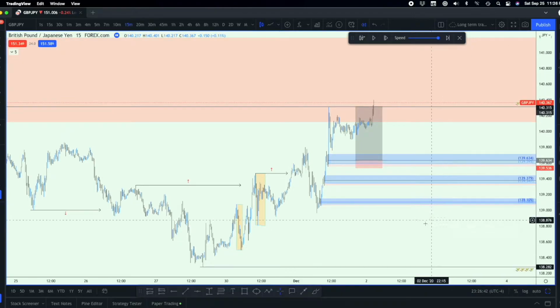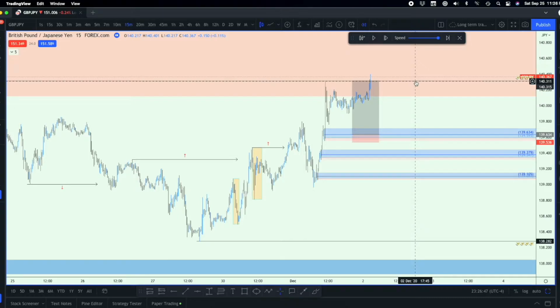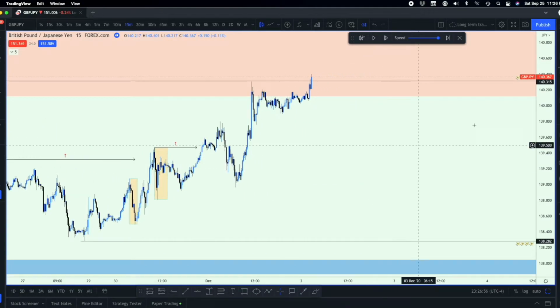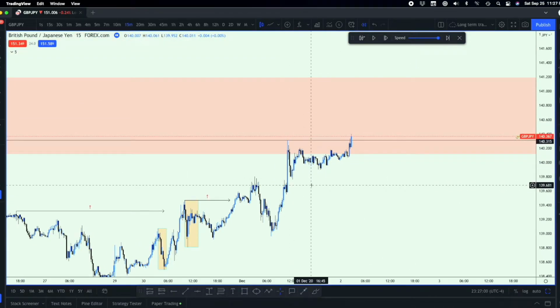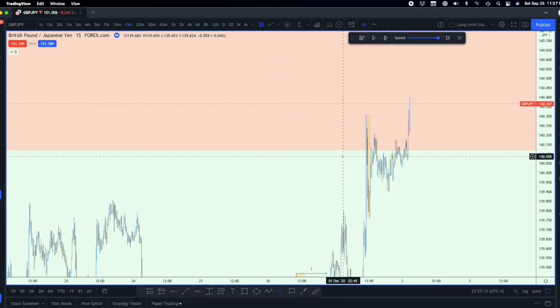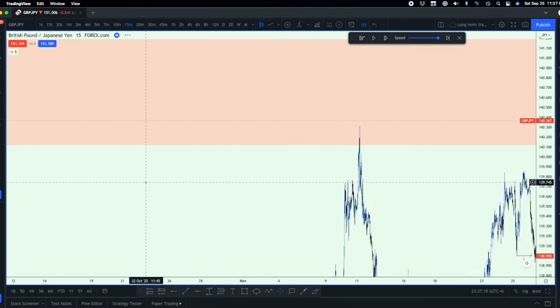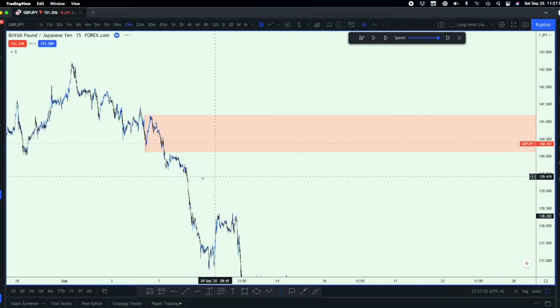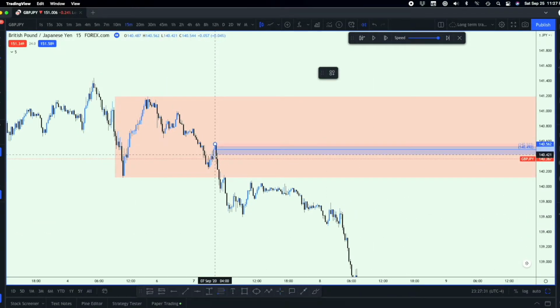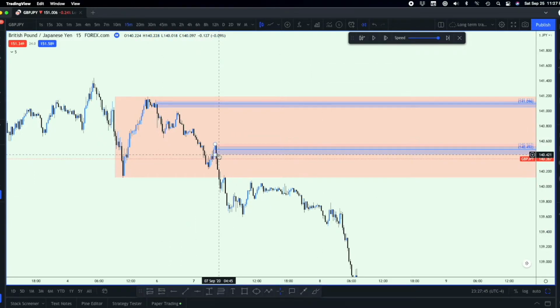Biases, right? Didn't come down deep like I wanted it to, but nothing but MBs going all the way up to the top. So this is a valid MB here. Mitigating this zone right now. So what we can do, try to go left, right, see where we are, see if there are any zones where we may expect a reaction from. I see that one, I see this one. This was kind of mitigated, but not at the 50%.